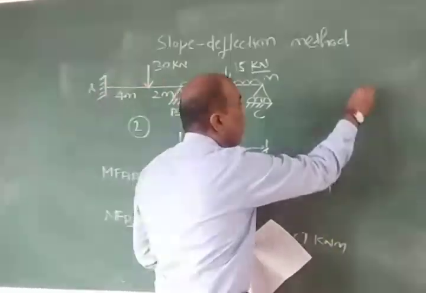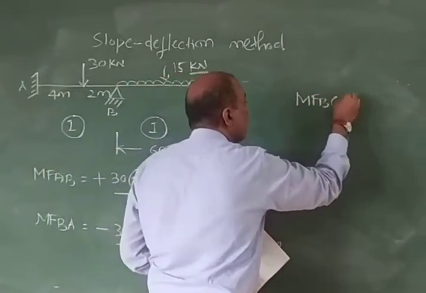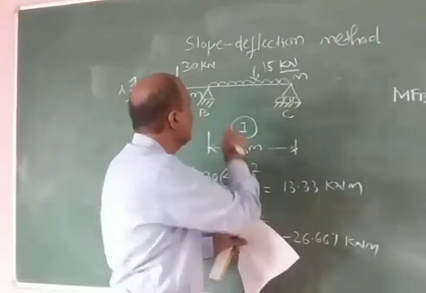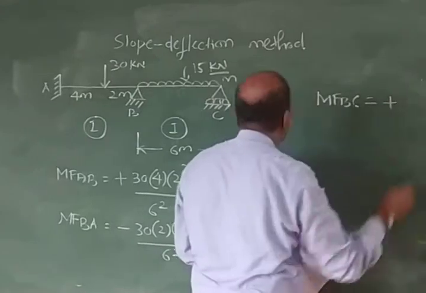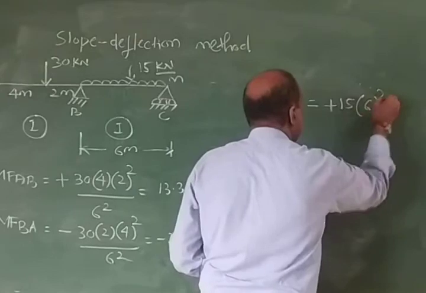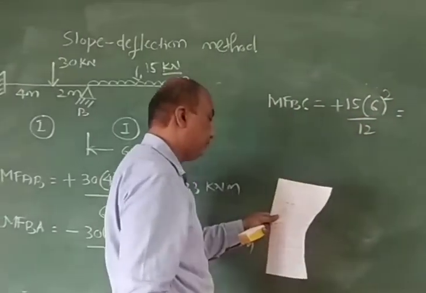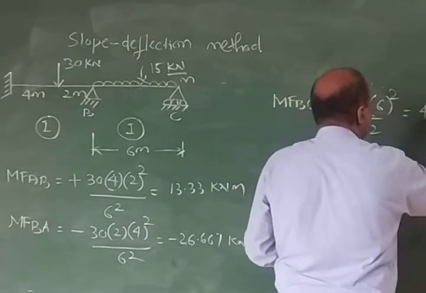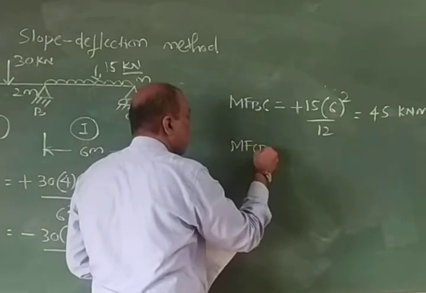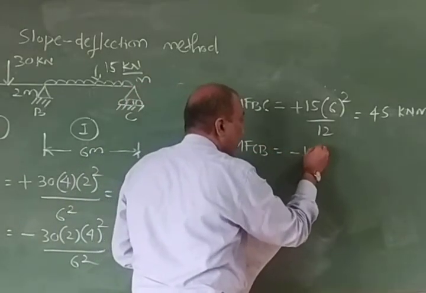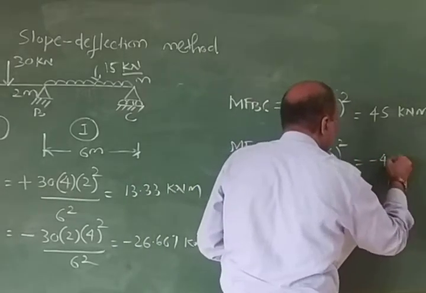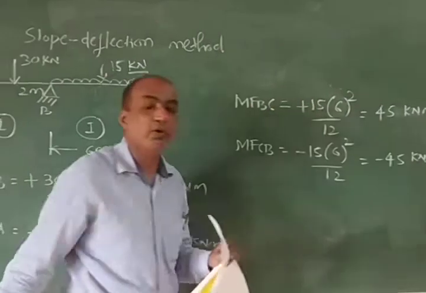Now I will write down MFBC. What is the formula for the fixed end moment when UDL is there? WL square upon 12. So MFBC is plus WL square upon 12. W is 15, that is the UDL, L is 6, square divided by 12. So it comes to 45 kilonewton meter. Similarly, MFCB is minus WL square upon 12, minus 45 kilonewton meter. So we have found out the fixed end moments now.